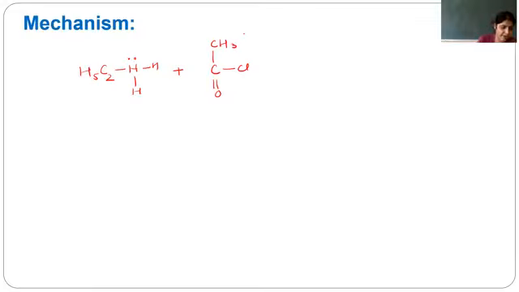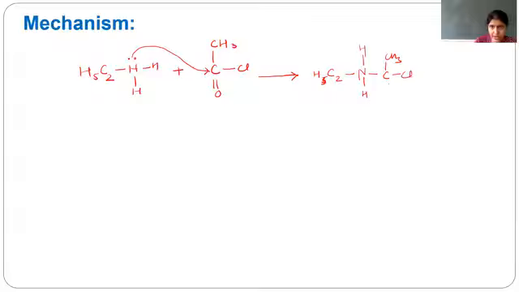In the first step is the attack of the lone pair of electrons on the carbon. This carbon is actually electron deficient because chlorine is attached to it. So in the first step, there is the formation of an addition product, where a bond is formed between the nitrogen and carbon. Sorry, C2H5 N H and this carbon CH3 Cl double bond C.